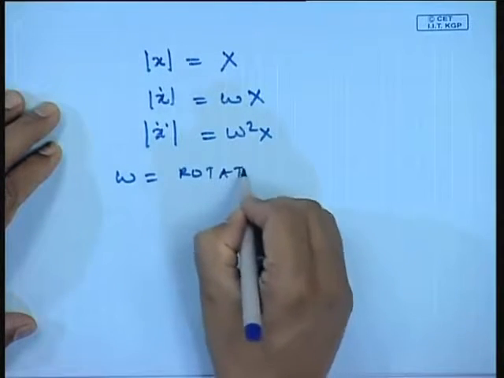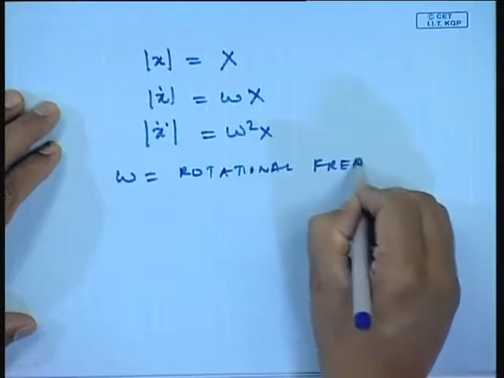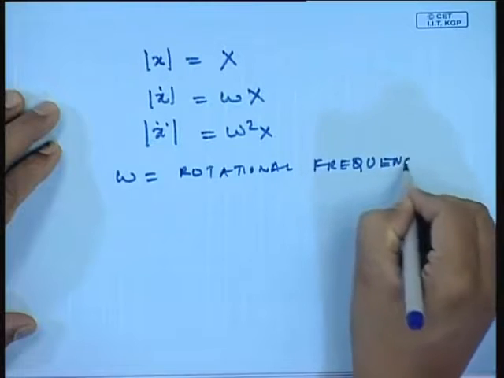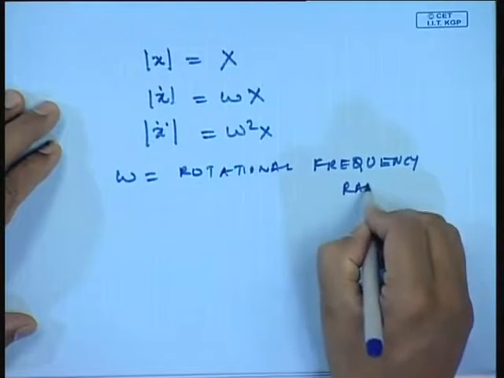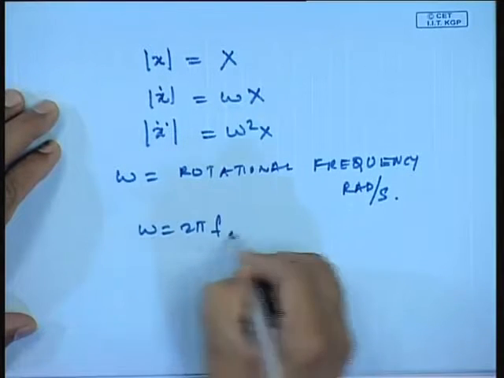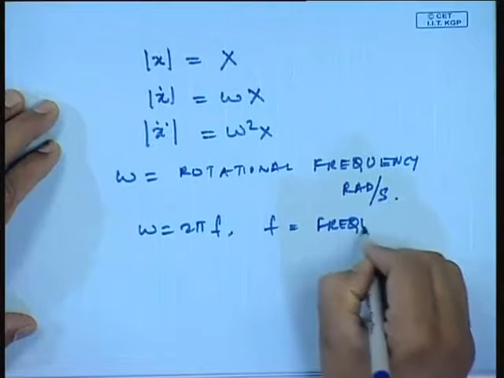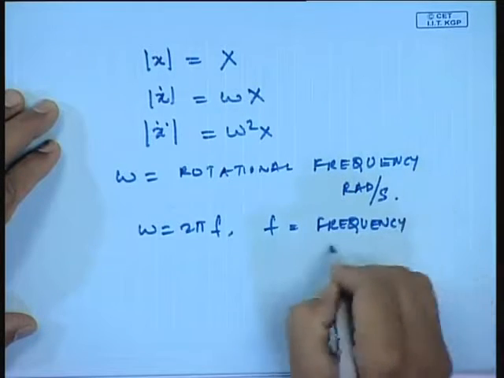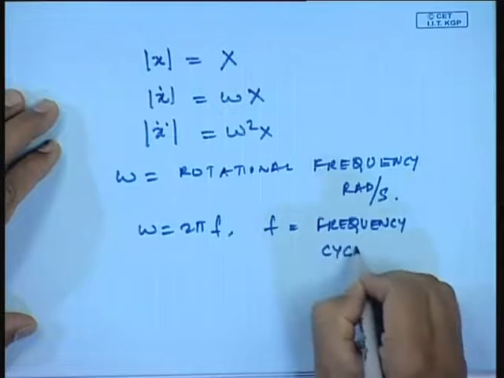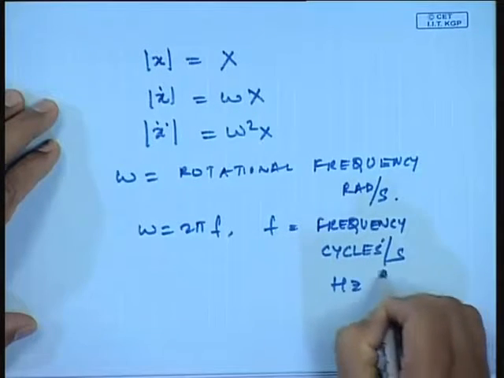rotational frequency in radians per second, where omega is equal to 2 pi f. F is the frequency given either in cycles per second or in hertz.